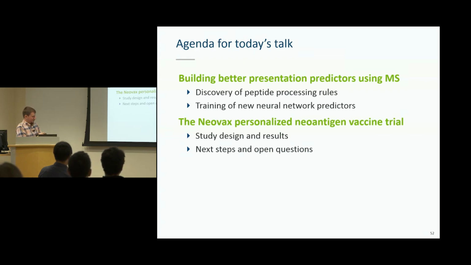Then we're going to talk about this trial called NeoVax, which was conducted the past 2 years at Dana-Farber, which is a personalized neoantigen vaccine trial. It was a small academic trial, had about 6 patients, but it was published this summer in Nature, and we're pretty excited to share the results of that with you.